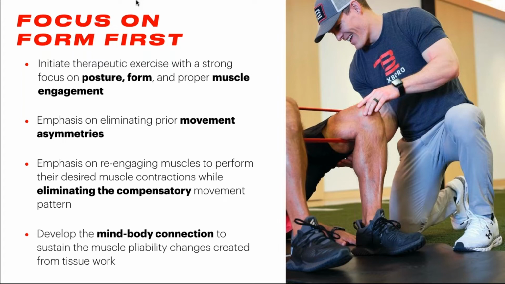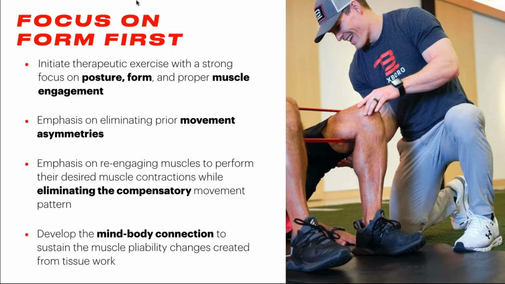Whether it's an antalgic gait or running style, whether it's their squat and a weight shift, or compensation in their overhead shoulder motion of recruiting the wrong muscles. We need to, now that we've lengthened out that muscle tissue, return that muscle pliability, induce positive trauma so that they are pain-free through that movement. Now we're going to eliminate those prior movement asymmetries. We're going to re-engage muscles to be able to perform the right muscle contractions without the compensation in that movement pattern. And with this, it builds back that mind-body connection.